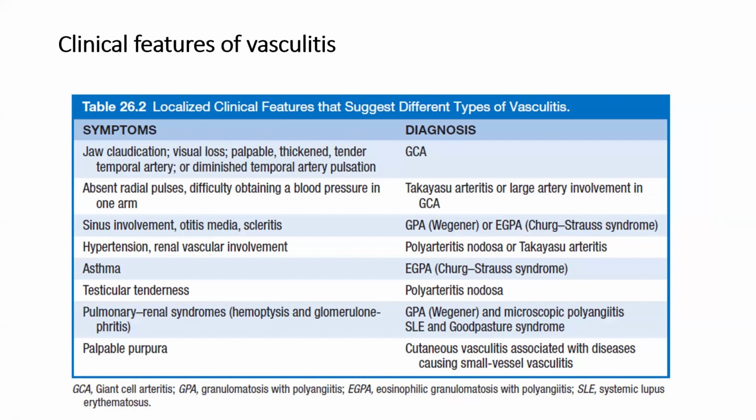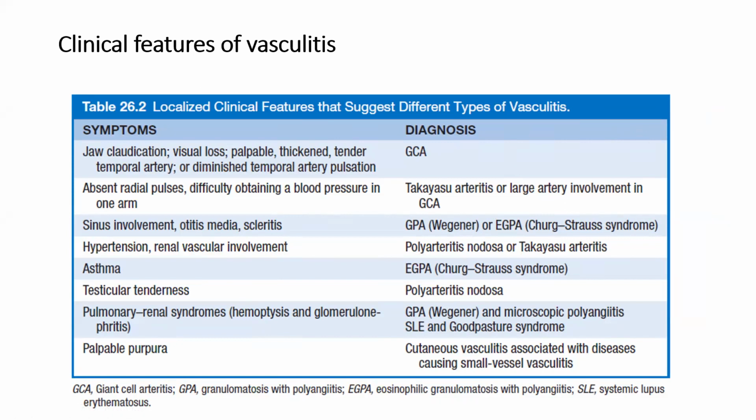So the time we have will not allow us to go through each and every vasculitic syndrome and describe it. So I just put up this table to help us revise some of the important features that will help us localize or diagnose some of the different types of vasculitis. So it's just a brief review of the things that will make you suspect the different types of vasculitis.